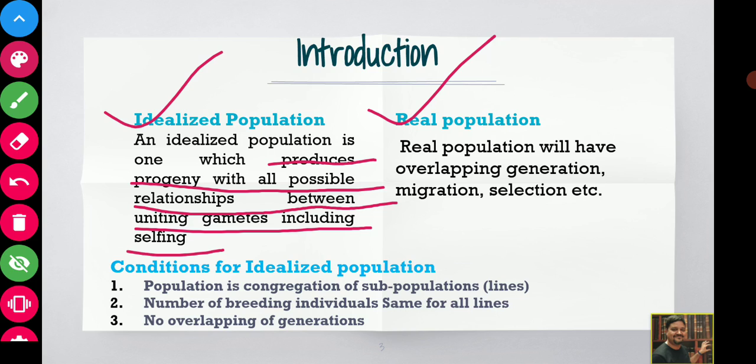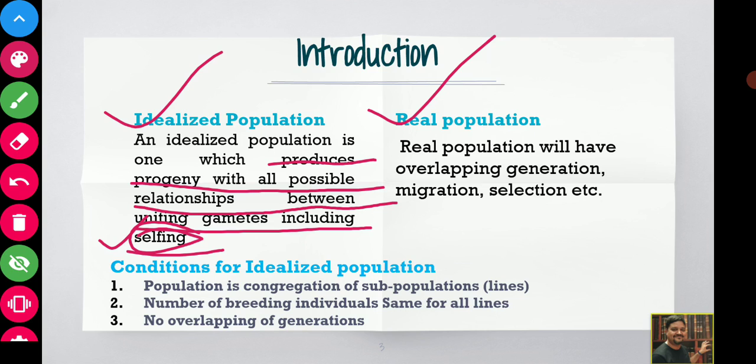This selfing is common in plants and a few lower vertebrates, but it is not possible in the case of animals. So in animals, an idealized population will refer to a group of individuals where progeny are produced due to mating of individuals with all possible relationships.